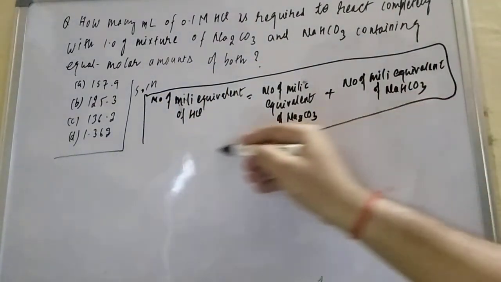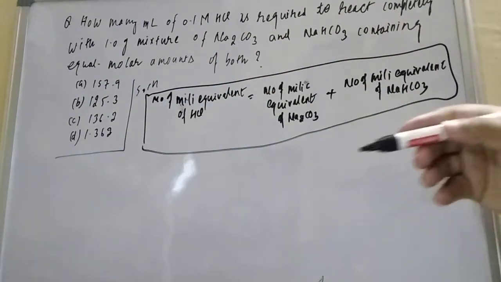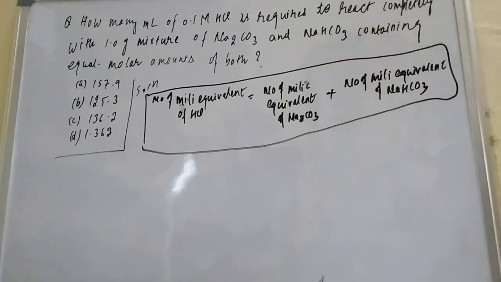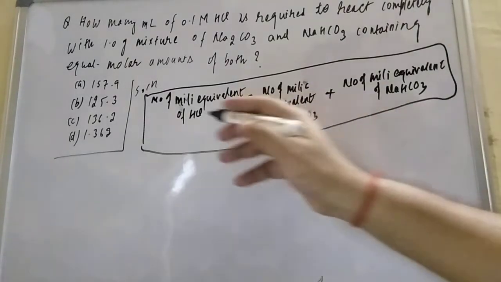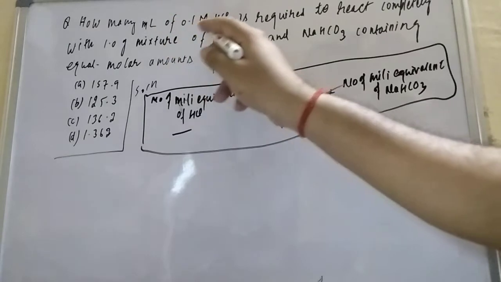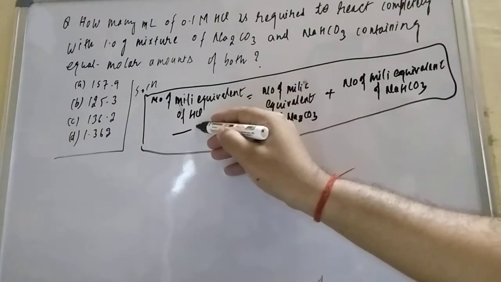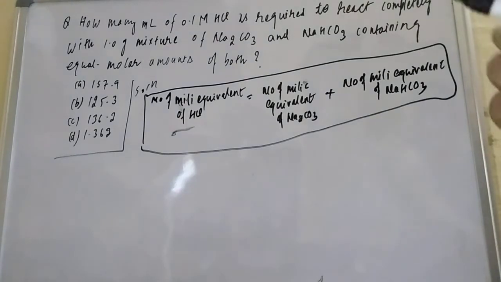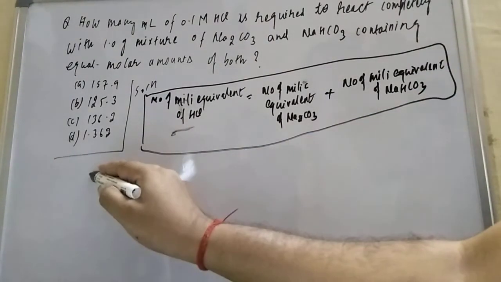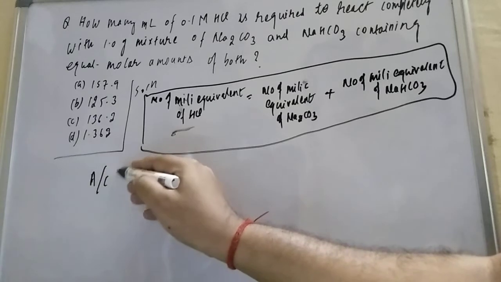So if you apply this, the number of milli equivalents of HCl equals the number of milli equivalents of Na2CO3 plus the number of milli equivalents of NaHCO3, you will be able to get the volume of 0.1 molar HCl. Dear friend, first of all, let us go according to the question.